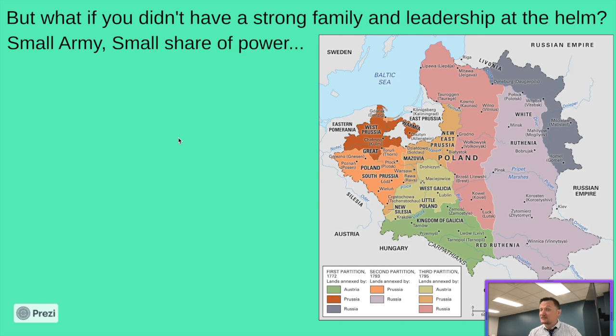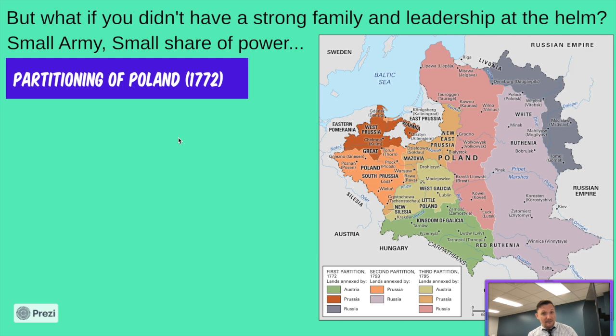And what ends up happening is diplomacy is the reason why, because those other big families will agree with each other about your demise, right? A good example of this is looking all the way into the future, which again, I don't know why the College Board wants to talk about the partitioning of Poland in the late 1700s when we're only in the 1600s.